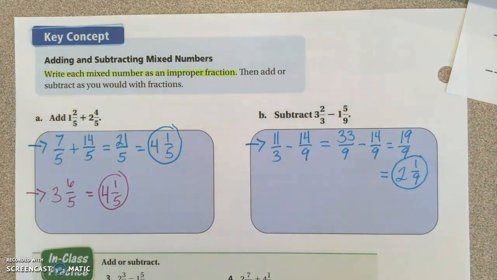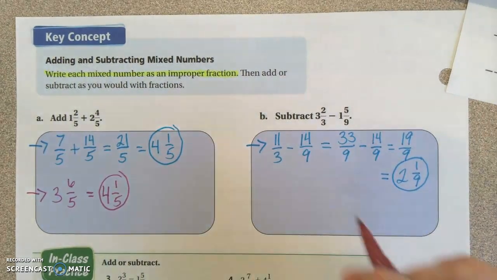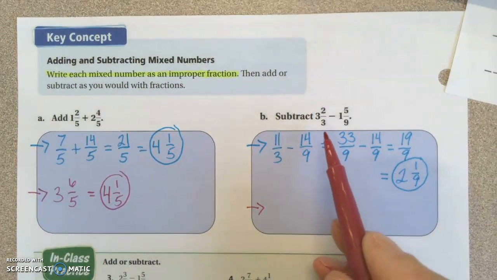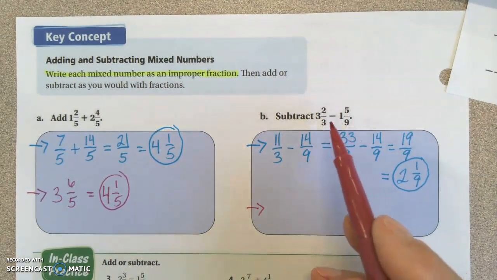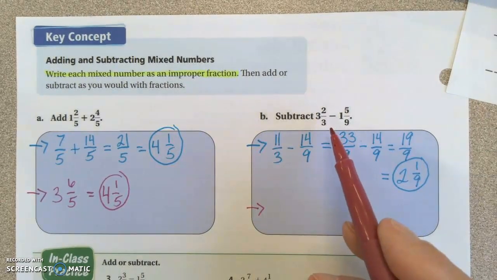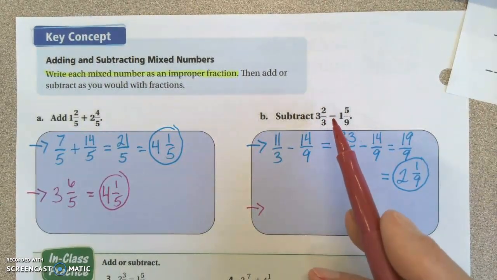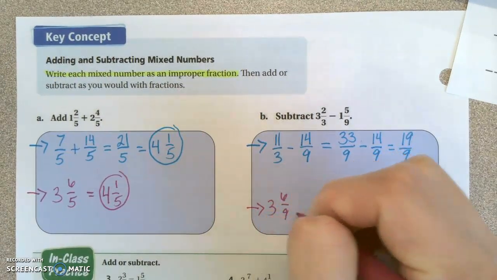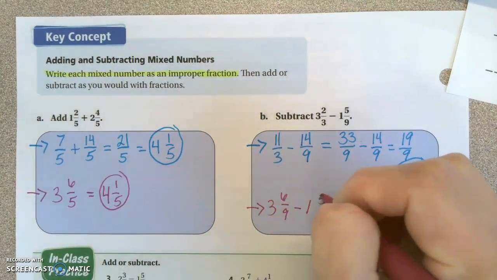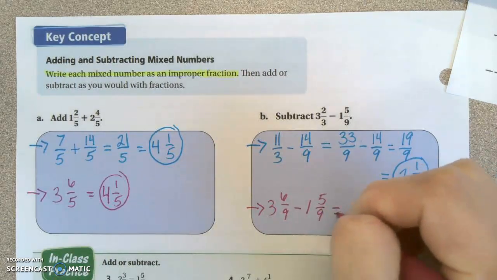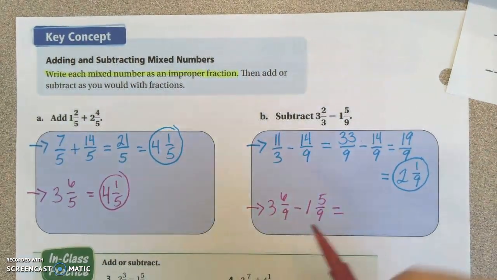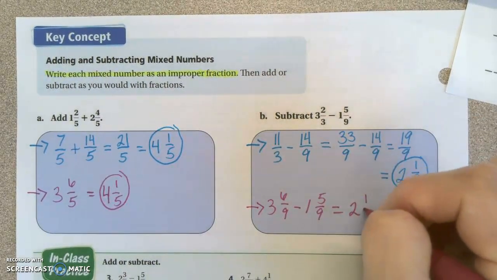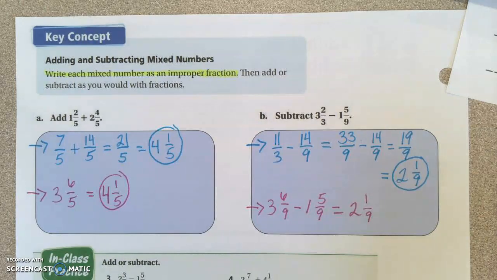All right. Again, we can use some regrouping as well, if necessary. So if we look at this one, 3 2/3 minus 1 5/9, I'm going to go ahead and get my common denominator now. So I'm going to change 2/3 to 6/9 and rewrite it this way. Then 3 minus 1, there's 2. 6 minus 5, there's 1. And I didn't have to regroup for that one.